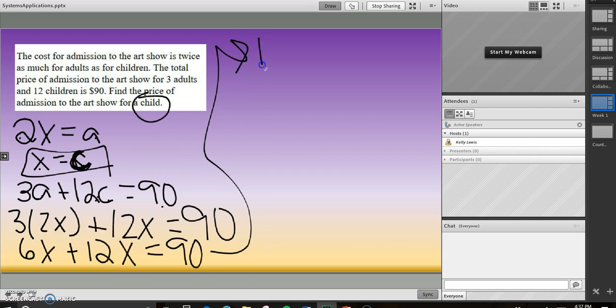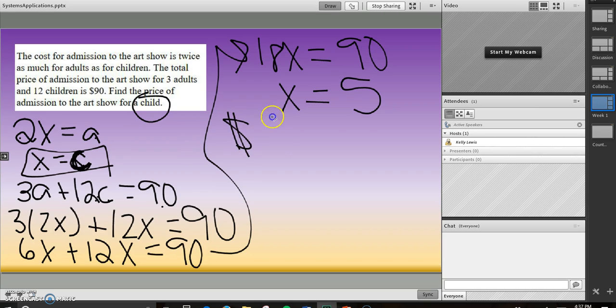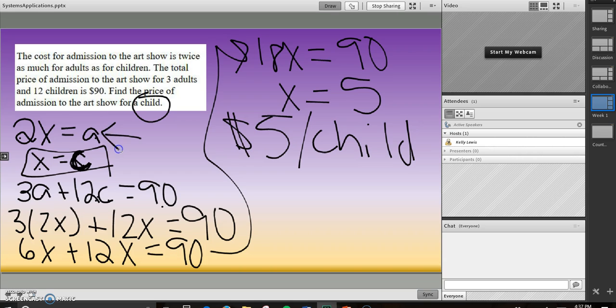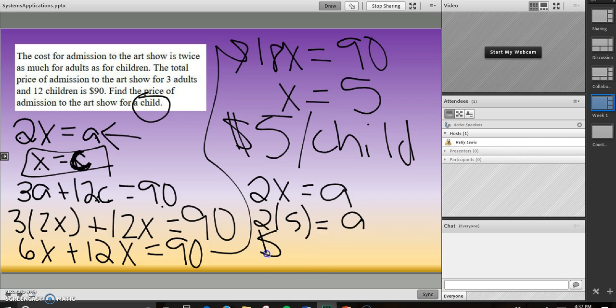All right, well, 6x plus 12x is 18x. And when I divide 90 divided by 18, I get 5. So that means $5 per child. And I'm just going to solve for the other thing just in case. So if a child is $5, then 2x is an adult. That means that 2 times 5 is the adult. So it's $10 for the adult.